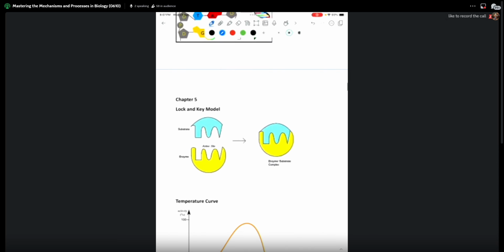Okay, now we enter chapter 5, which is enzymes. So far, are there any questions? Would you like to ask? Any questions? Yes, I will open the floor for people to ask questions now before we enter chapter 5.